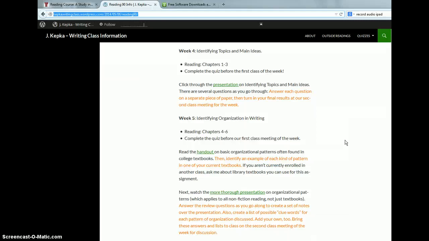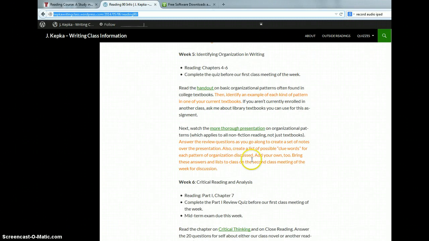Week 5, we're looking for organizational patterns, and this one I'll probably bring in textbooks from outside, as it says here. I think there are some really useful paragraphs that we'll look at more specifically in A Study in Scarlet. Activities are listed here in orange, assignments that they'll have individually in class.